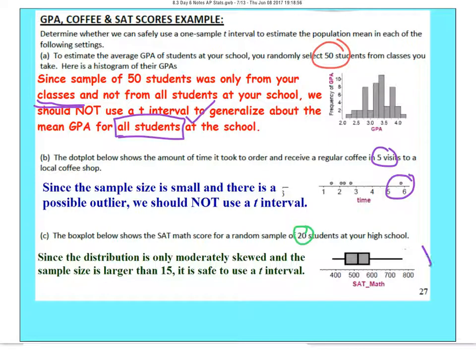So ultimately, this is the one we truly can use the T interval. We know B, we should not use the T interval. A, we can use the T interval, but we have to be careful about our generalization of who our true population is in this case.